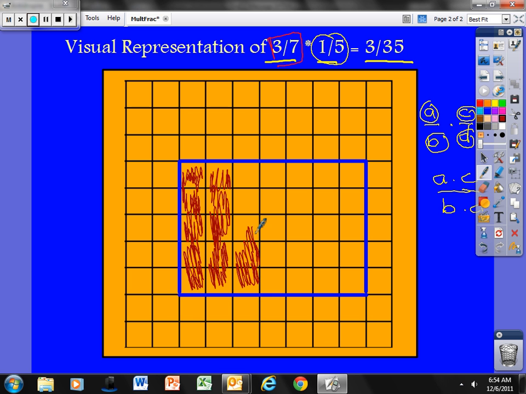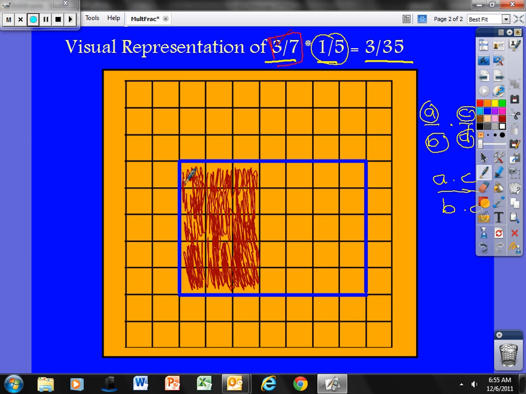So I have 3 out of the 7 columns. Right, that's where we get 3/7 from. Let me try to color it a little more fully for you. Okay, now that's a check with my 3/7. I have that completed. Now let's take a look at my next fraction, which is 1/5.